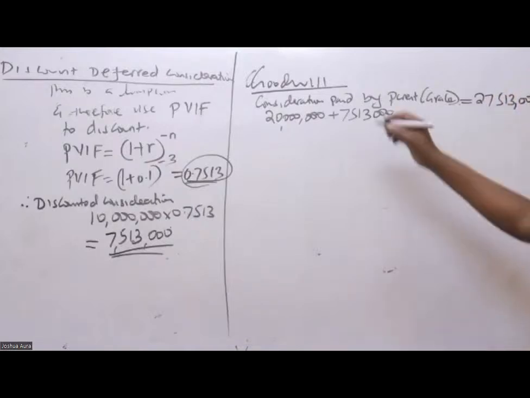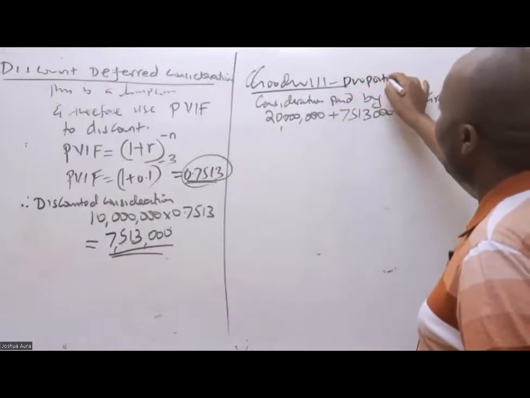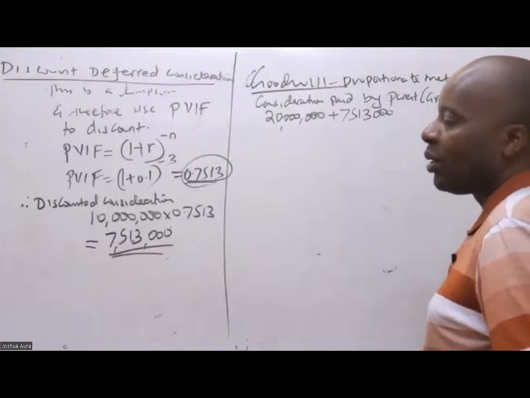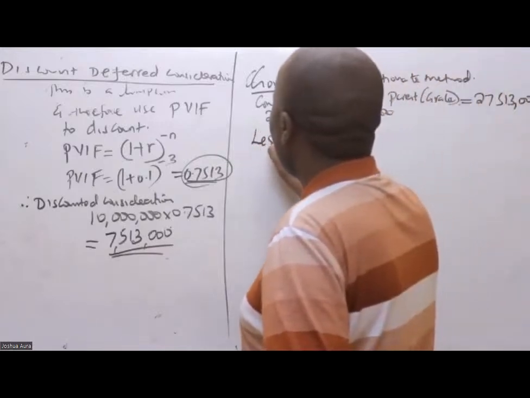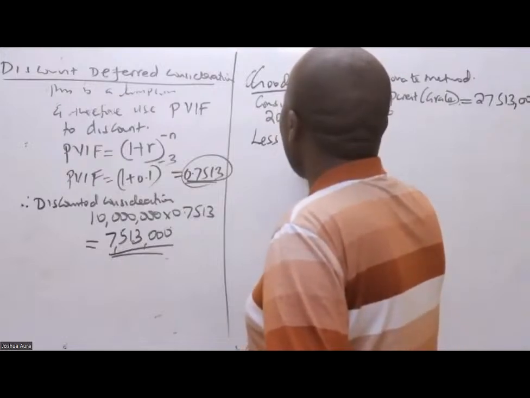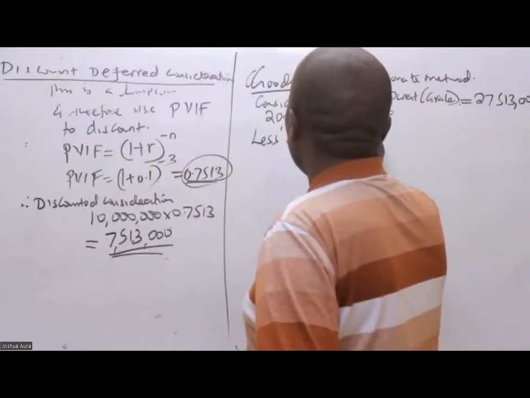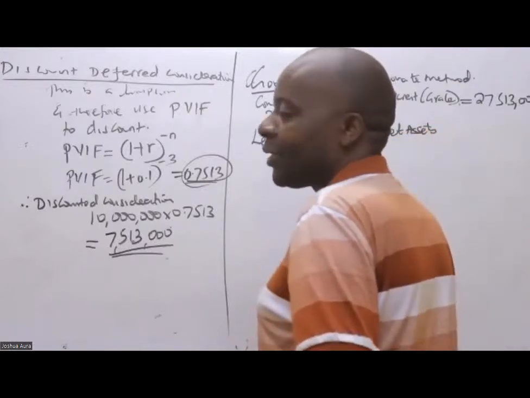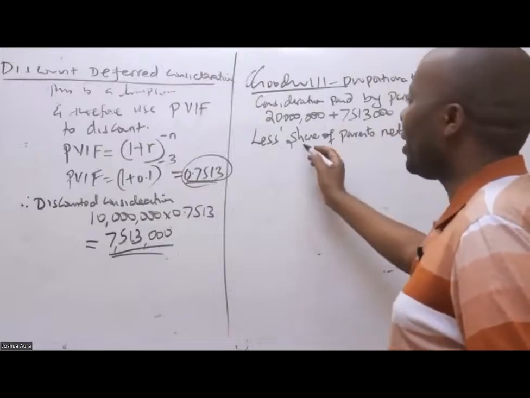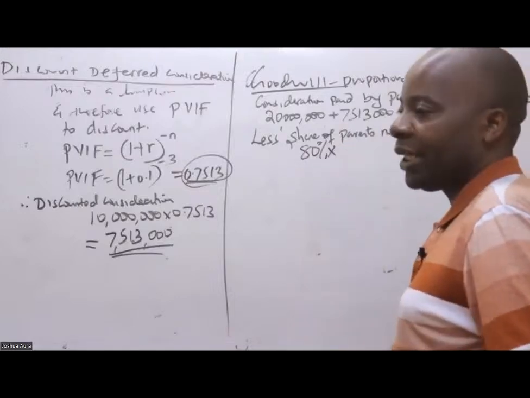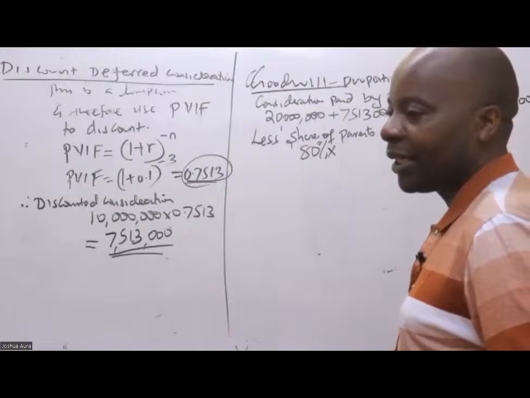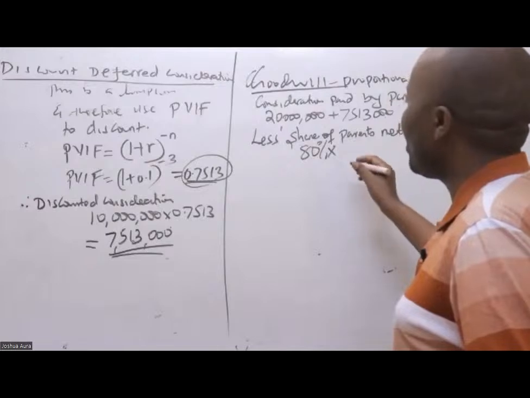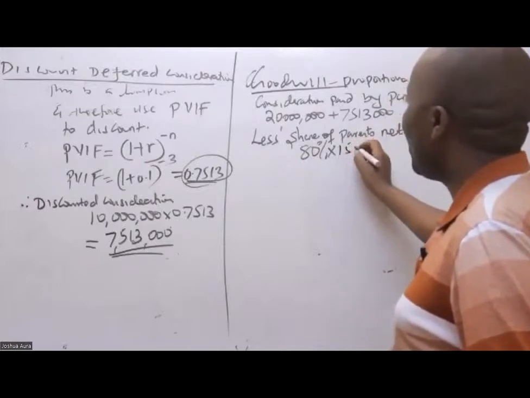Remember here, if it's the proportionate method, we are not bringing in anything to do with NCI, but we shall come here nonetheless. Share of parents' net assets. I can't remember very well, but I believe Grace bought 80%. Is that the case? Grace bought 80%. So 80% of the net assets of the subsidiary, which were what? 15 million.